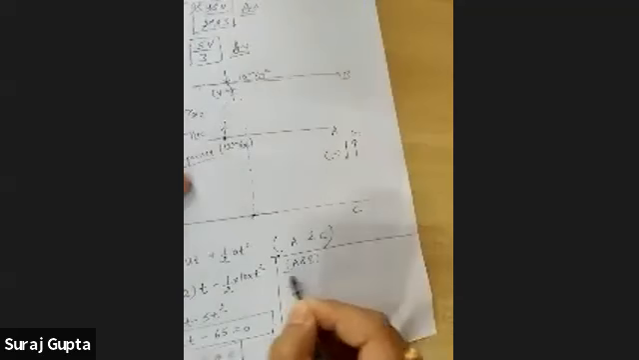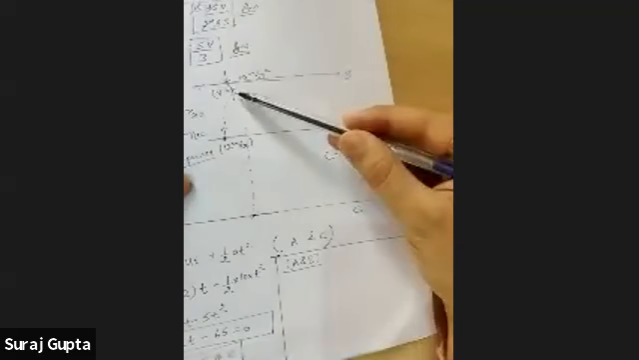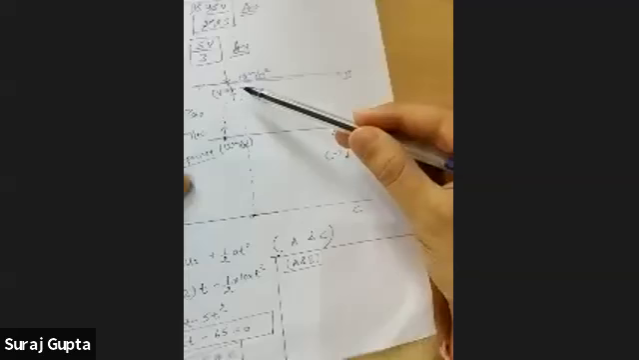Okay, this is the first method. Now the second one is, first we can solve from A to B. So from A to B, when the particle reaches point B, its velocity becomes 0. Between A and B, you can apply V is equal to U plus AT.